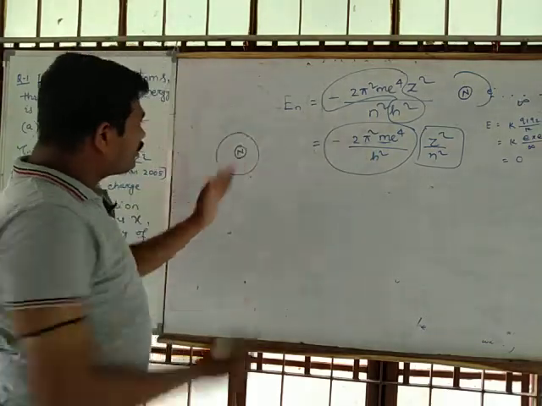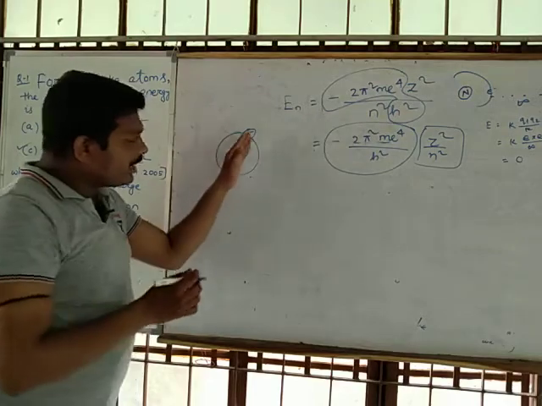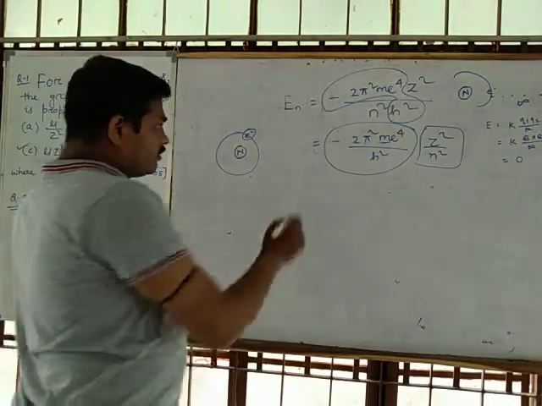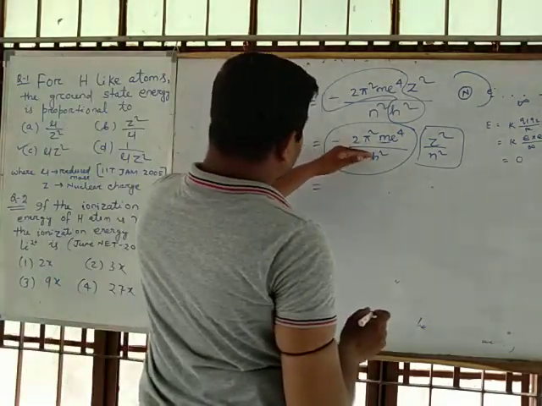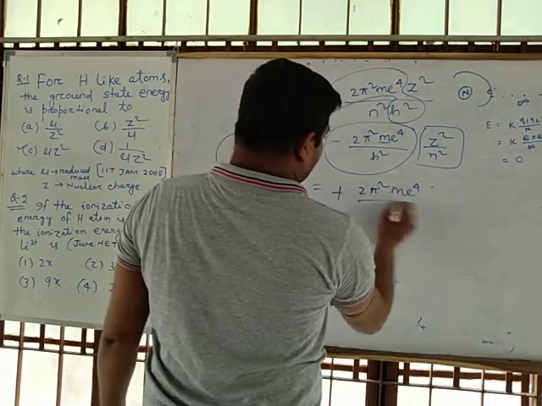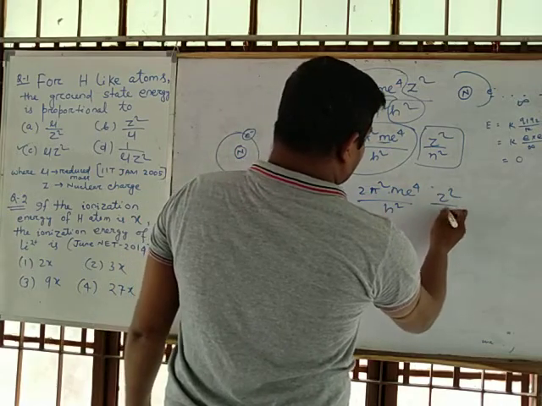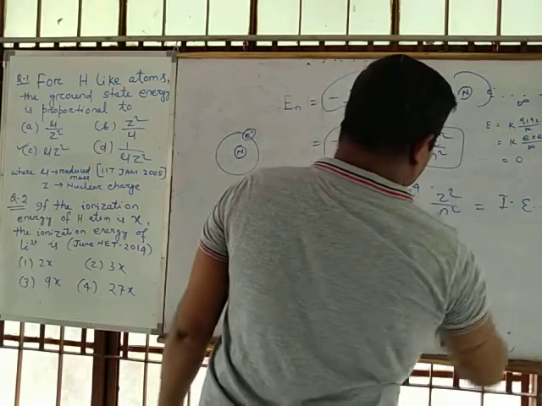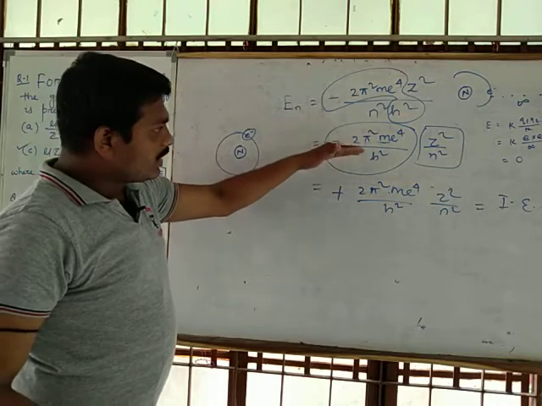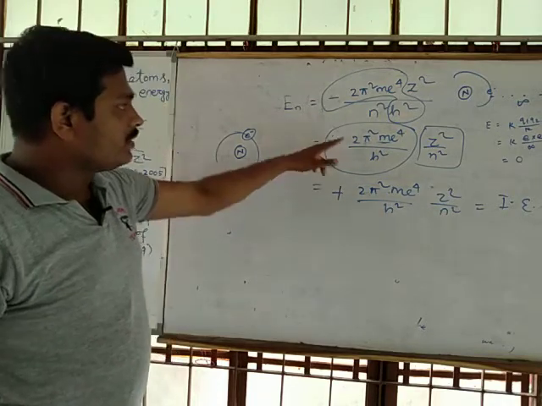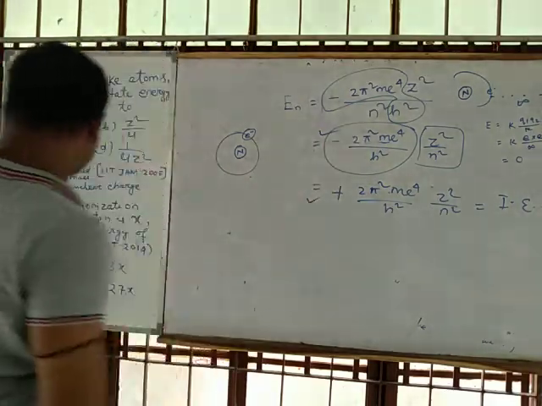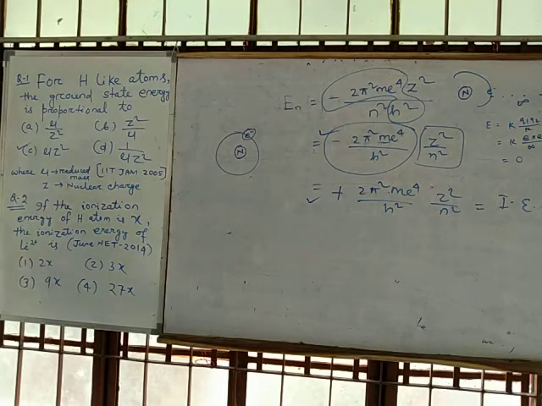The same energy is required to remove the electron from its orbit, but opposite in nature. Suppose this is the energy of the electron, then plus 2 pi square m e to the power 4 by h square, Z square by n square, this is the ionization energy. So the magnitude of the energy of the electron and the ionization energy is the same but opposite in nature. The electronic energy is negative but the ionization energy is positive. So let us solve this type of question.